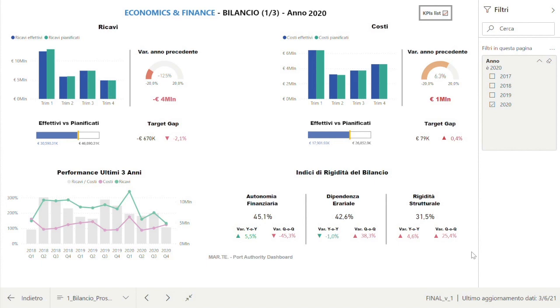For each index, it is also shown the relative percentage change compared to the same period of the previous year and compared to the previous quarter, in this case the third quarter of 2020.